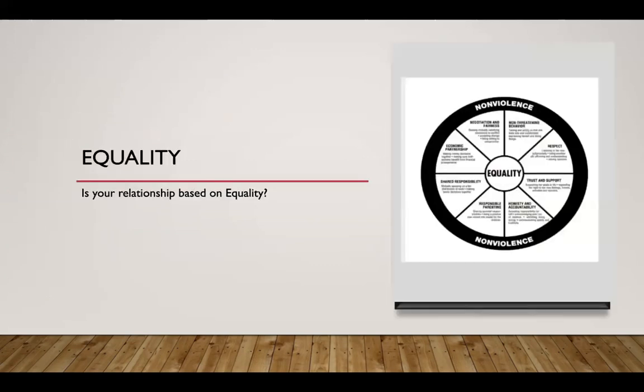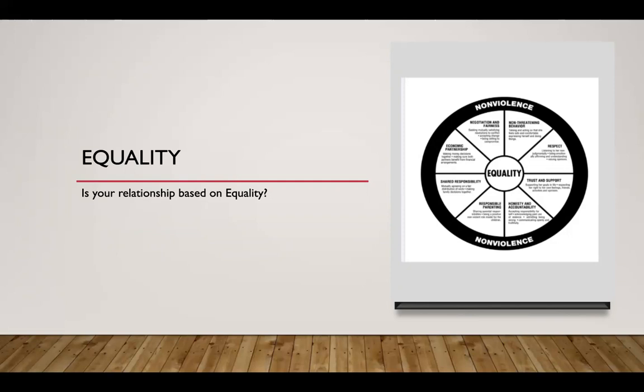So now that we've talked about the power and control behaviors, let's talk about equality. And these are what our goals should be. It's the opposite of the power and control relationship. So a good, healthy relationship will be based on equality. So what does that look like in a relationship?